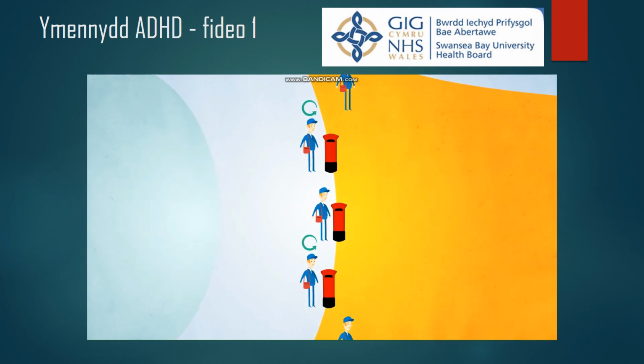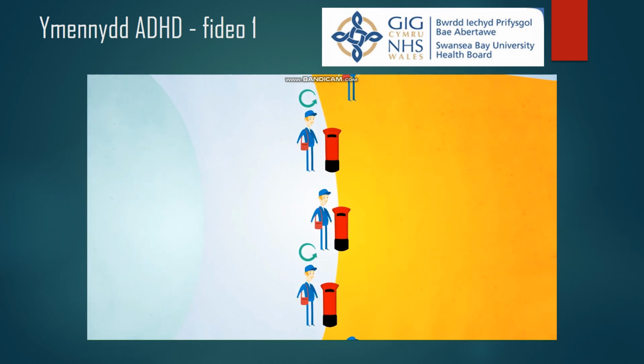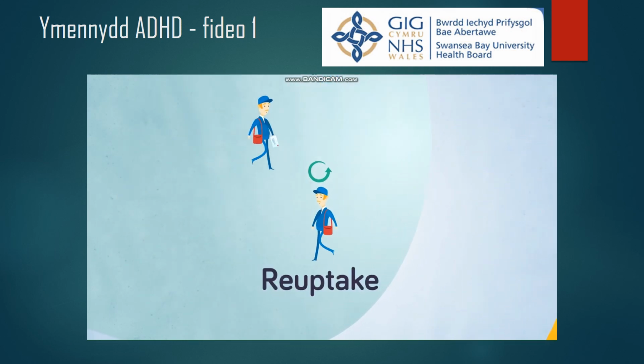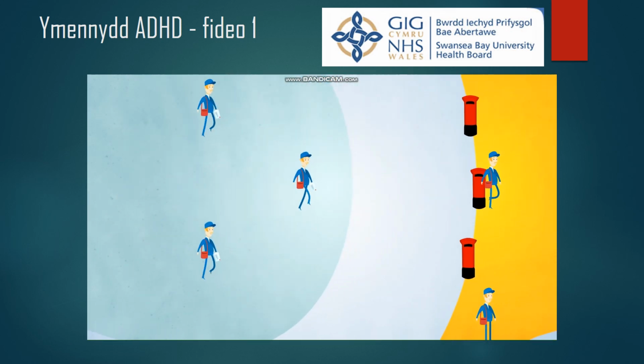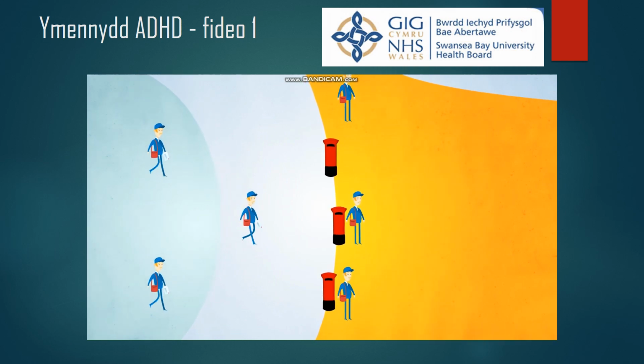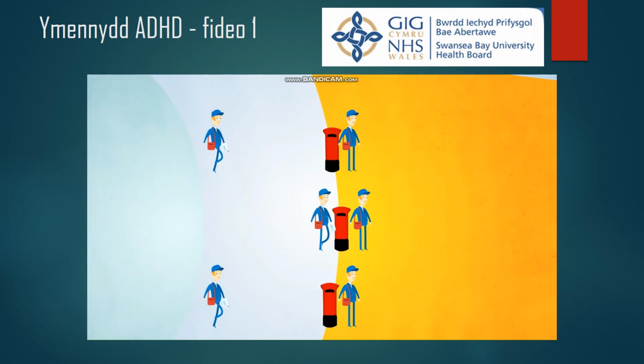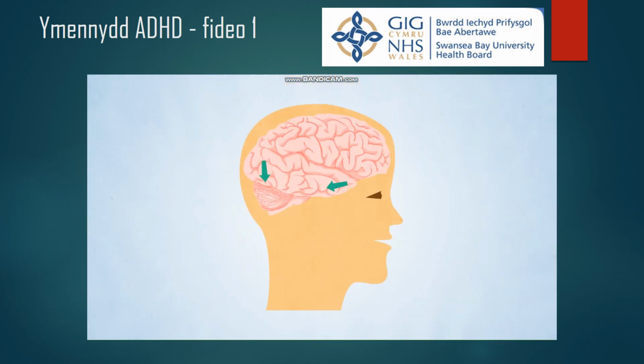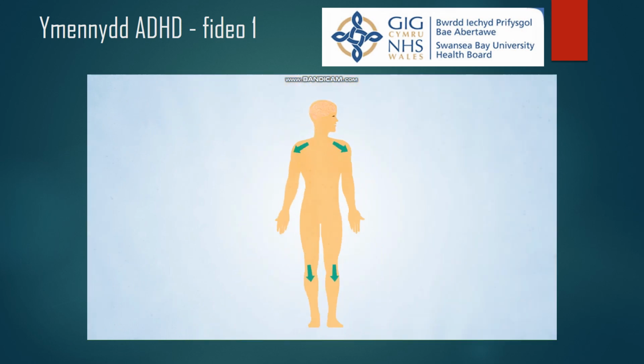Some postmen return to the nerve cell for recycling before they get a chance to deliver more letters. This is called reuptake. In people who don't have ADHD, there is a good supply of postmen on the bridge, the synapse, to continue to deliver letters, so the messages spread across the brain and around the body.